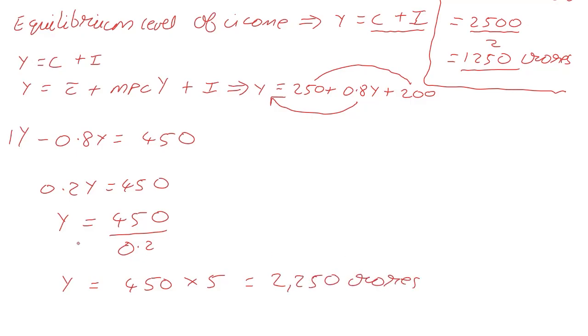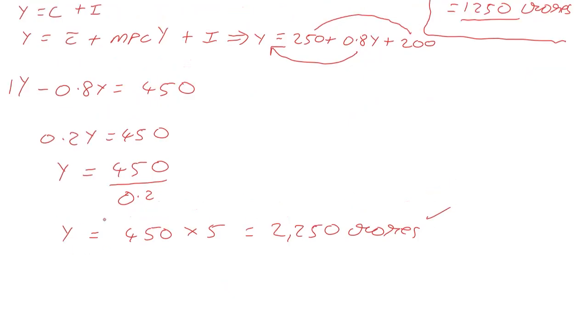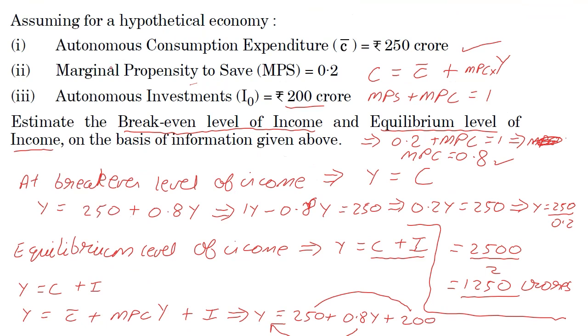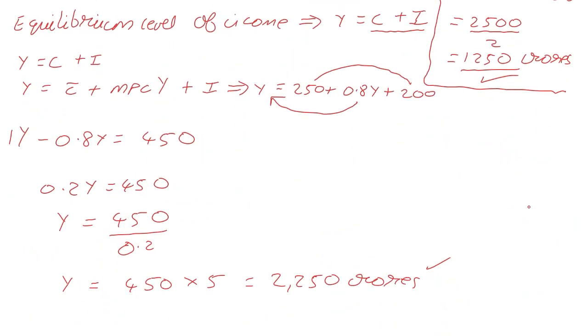So the equilibrium level of income is 2,250 crores, and the break-even level of income is 1,250 crores. Any doubts? Feel free to ask.